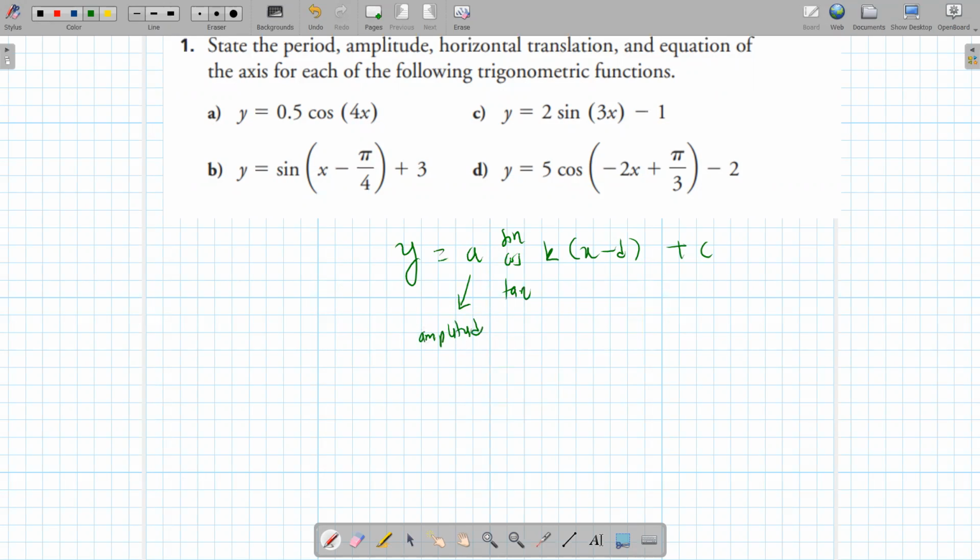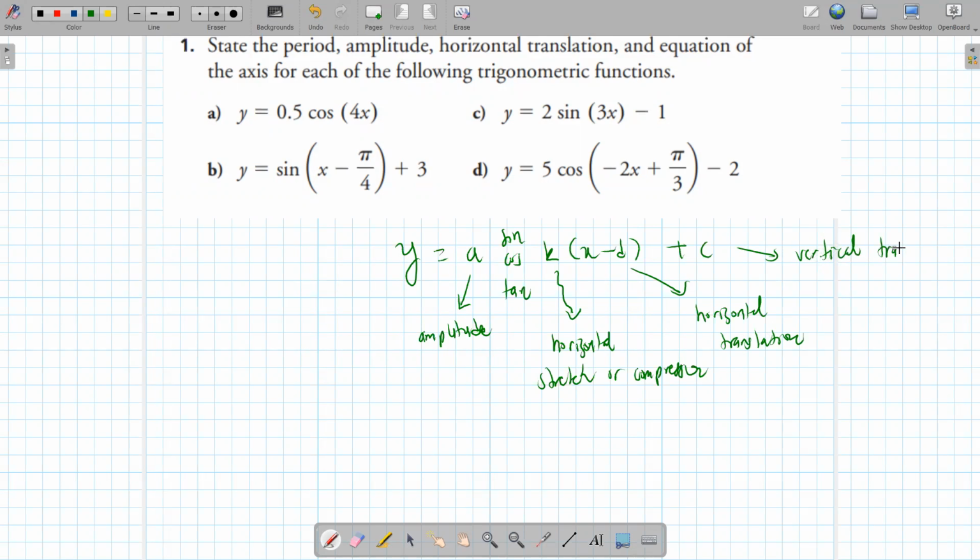K is nothing special. It's the horizontal stretch or compression factor. D is the horizontal translation, so that means it goes left or right. And C is the vertical translation, also known as the equation of axis. Vertical translation, and it also represents the equation of axis.